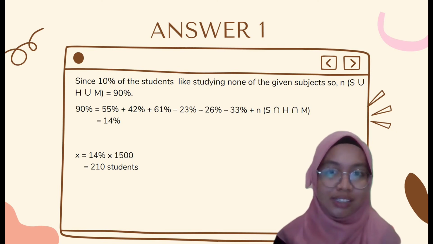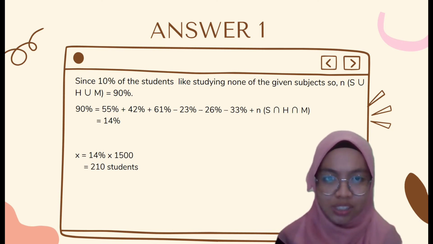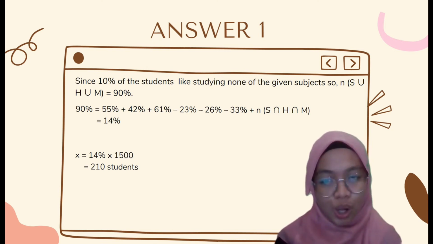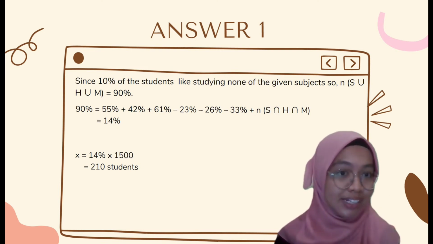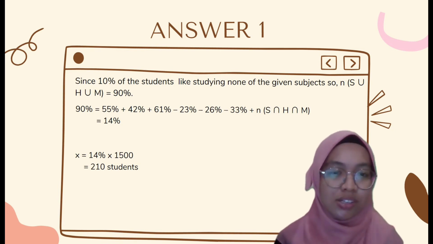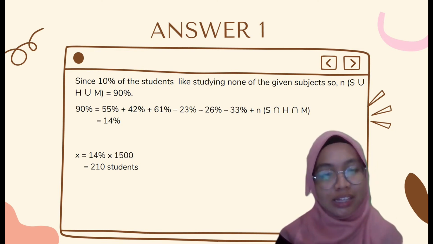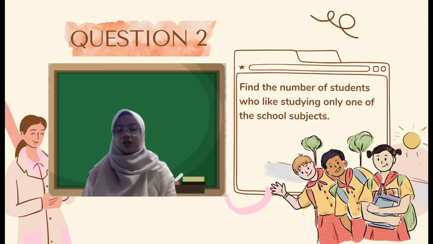You will see that the last answer you get is 14%, which means that there is 14% students like studying all the 3 school subjects. 14% students is equal to 210 students. 14% times by 1,500. Okay, now we need to find the number of students who like studying only one of the school subjects.